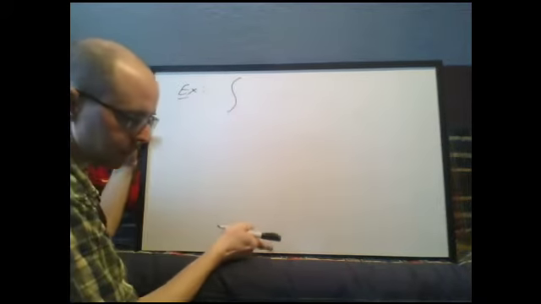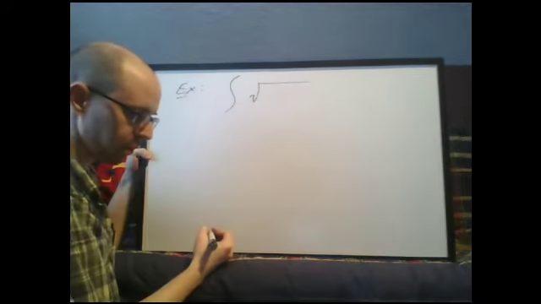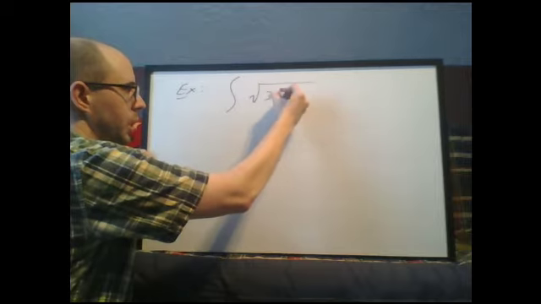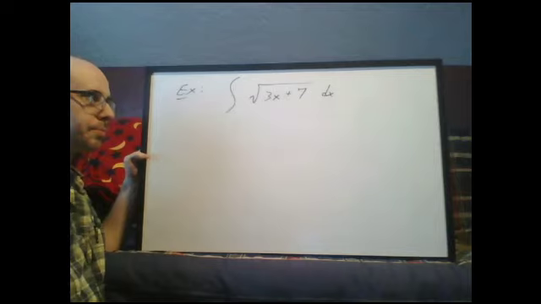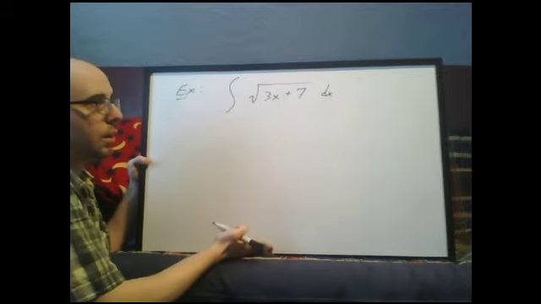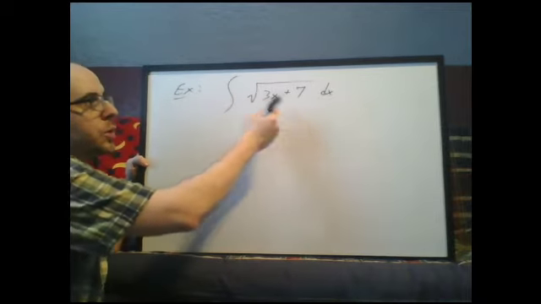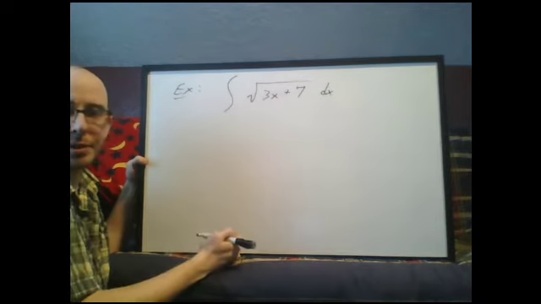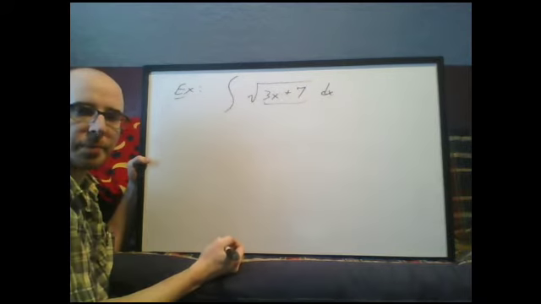Okay. Next point I want to make. Suppose I had the integral of the square root of 3x plus 7 dx. Here, the choice is fairly obvious, I would say. We've got a square root, and inside that square root is 3x plus 7. So clearly the only inside function here is 3x plus 7.